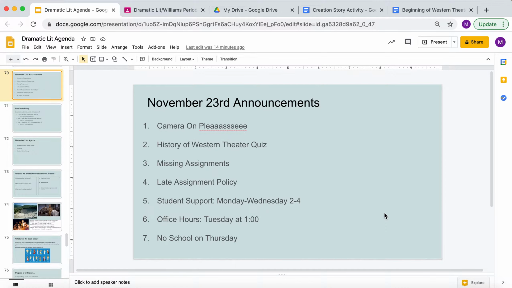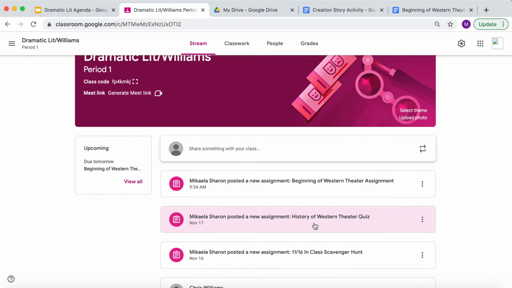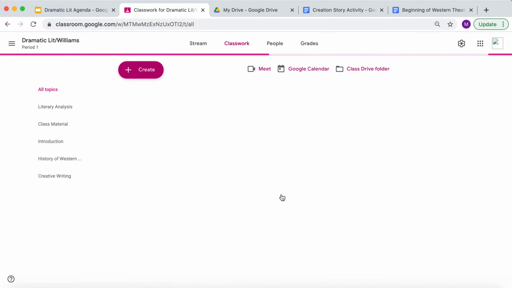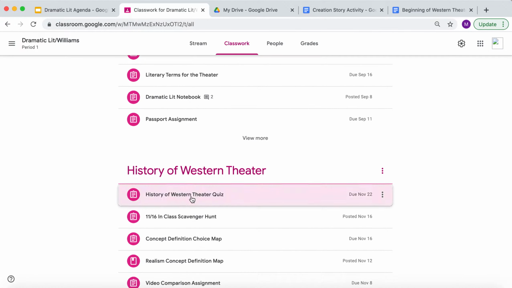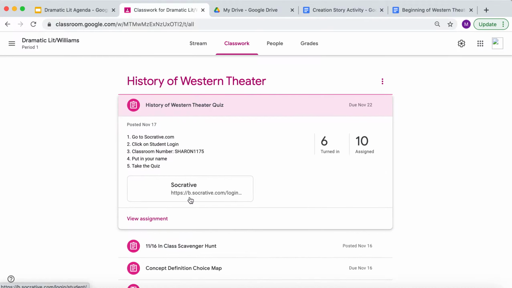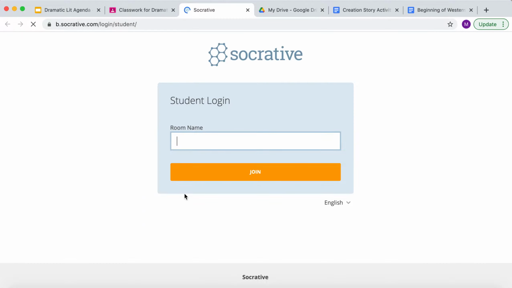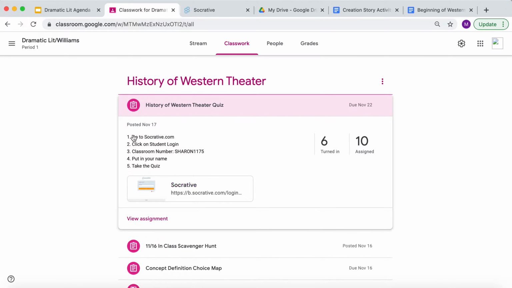Today, Monday, November 23rd. So first I talked about the History of Western Theater quiz, which if you look is in classwork under History of Western Theater, this quiz here. This quiz is in Socrative, so what you're going to do is click on this link here, and then it'll ask for a room name, and that's when you will put in Sharon1175, and then it'll ask for your name, and then you can take the quiz.